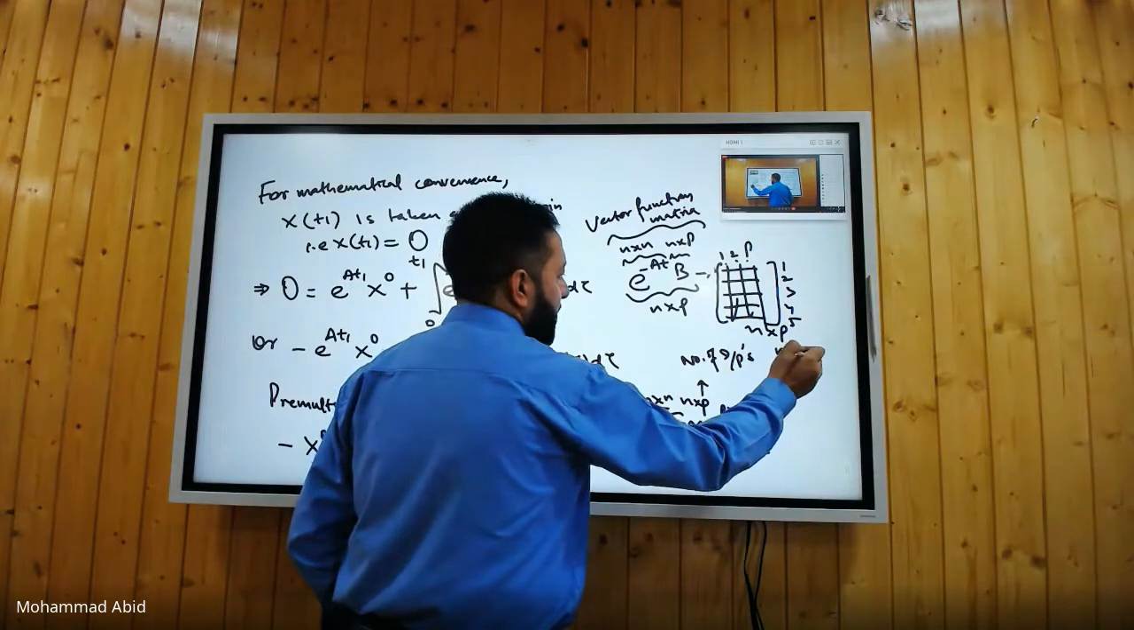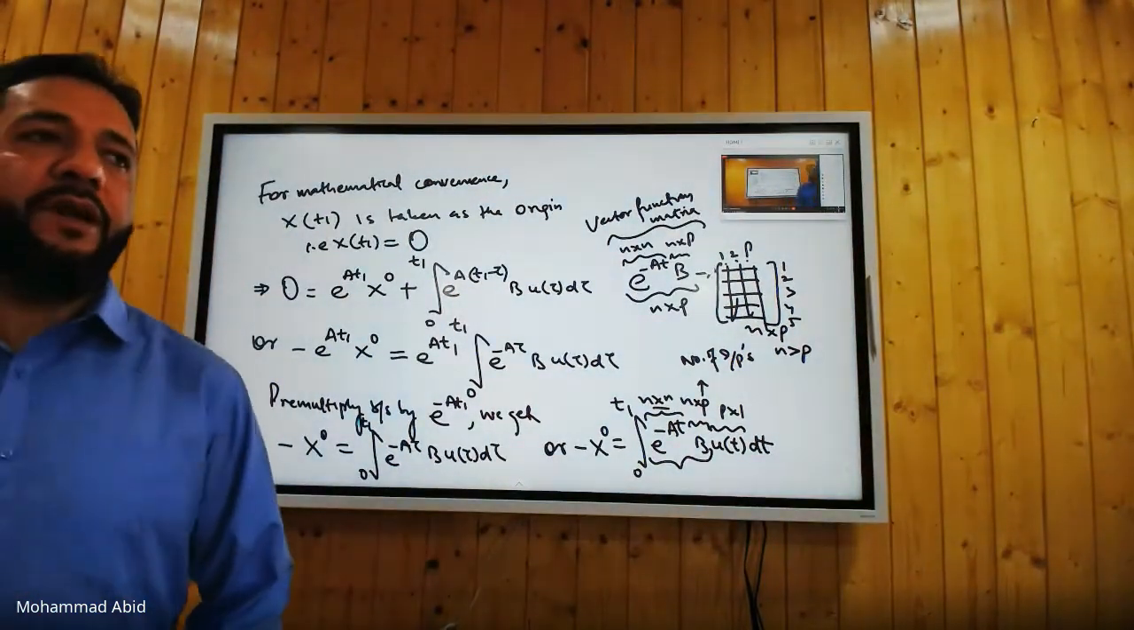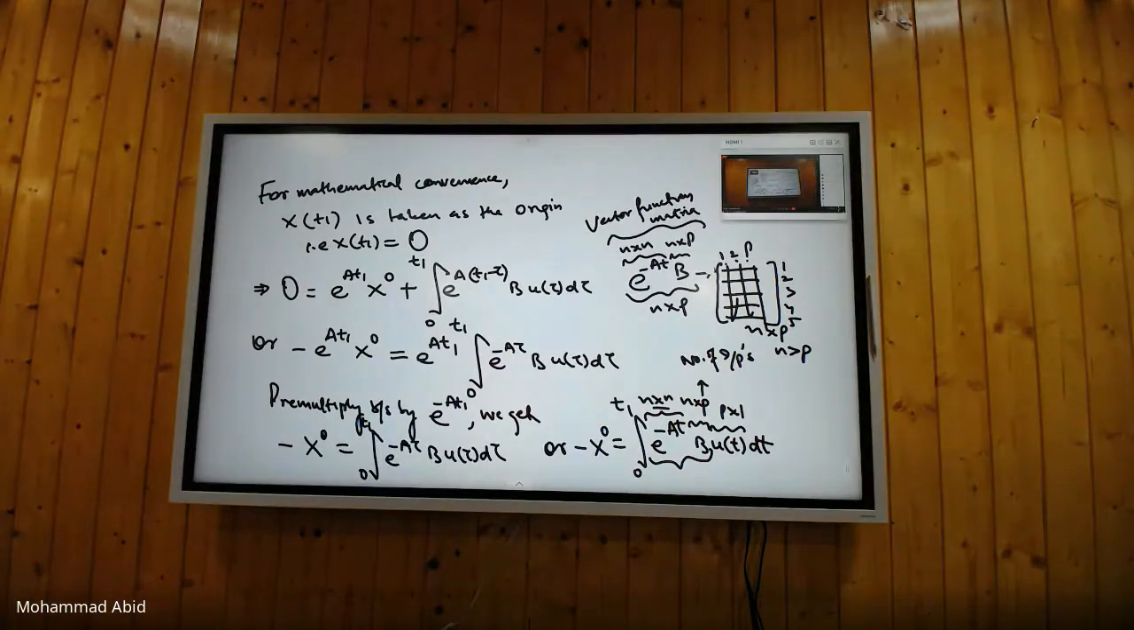N is greater than p. Normally, usually n is greater than p, because the number of states will be greater than the number of inputs. Normally हमारा single input, single output system होता है, तो उस केस में तो आपका p 1 ही होता है basically.